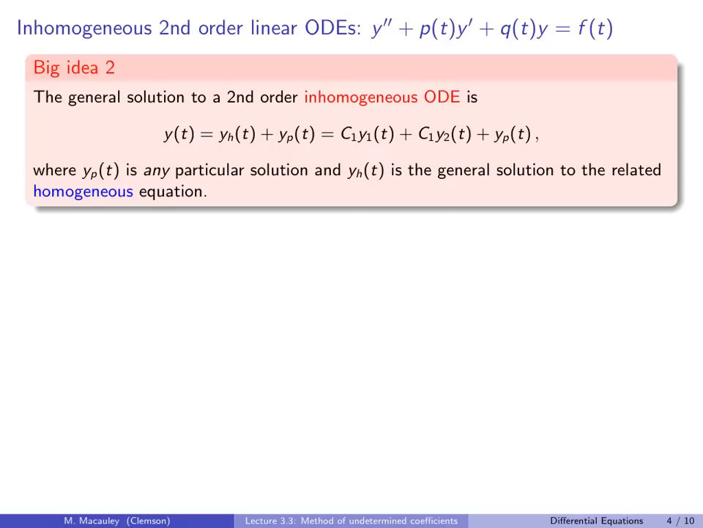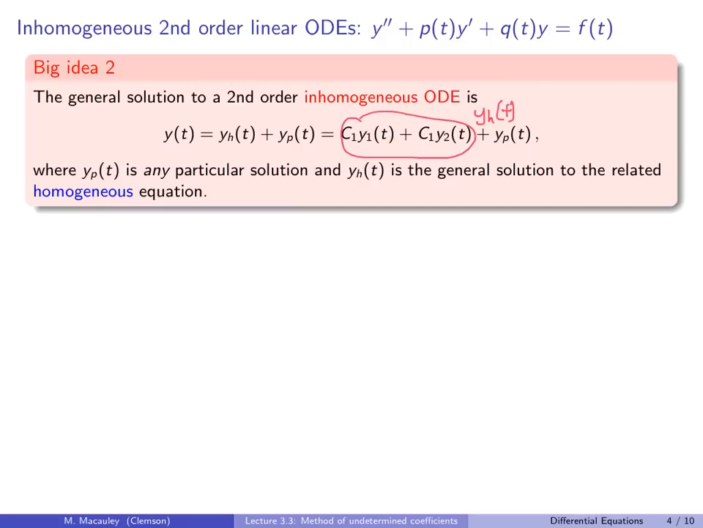Okay, so here's big idea number 2. It says that the general solution to a second-order linear inhomogeneous ODE is just the homogeneous solution plus any particular solution. So this part is the same thing as we had for first-order equations. The only difference is that the homogeneous equation now has a 2-parameter family of solutions, so this is now y_H of t, whereas for first-order equations we just had a 1-parameter family of solutions.